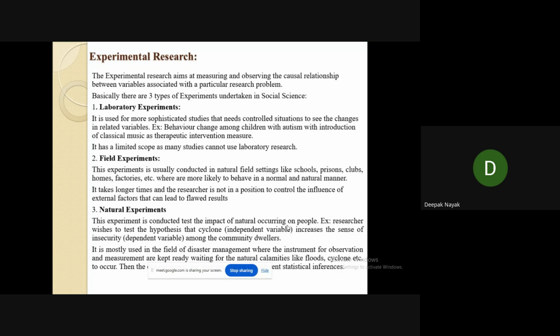So field experiments are conducted to measure the relationship between different variables. Sometimes there are out of control situations in the field experiments which the researcher is not in a position to control. Then the other kind of experiment, usually conducted in some limited setting, is the natural experiment.